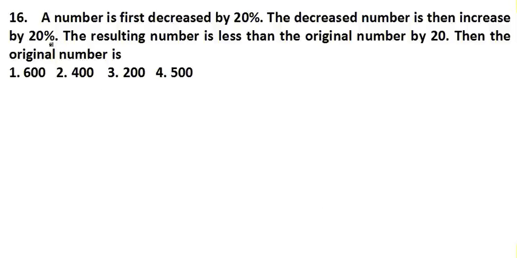Read the question. A number is first decreased by 20%. The decreased number is then increased by 20%. Then the resulting number is less than the original number by 20. Look guys, initially I have 100, then it got decreased by 20%. If my 100 got decreased by 20%, means 80.